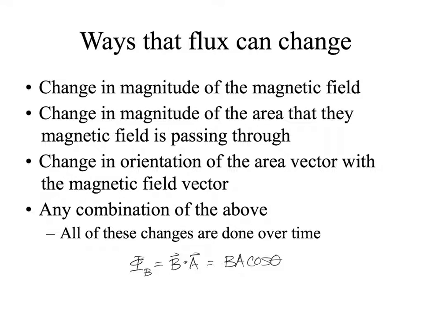It could be that the orientation of the area vector with the magnetic field vector changes. So really we're talking about all three of these terms here and how each one of those could be changing, and that would cause the induced EMF. Also, it could be some combination of all these three things. It doesn't have to be just one. And we're thinking about the changes that happen over time because the EMF is minus d phi dt.